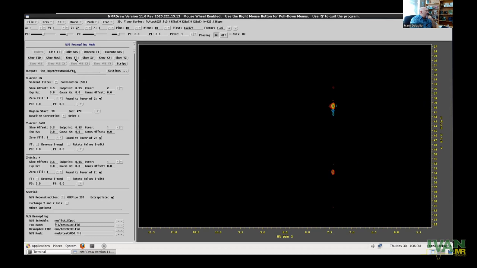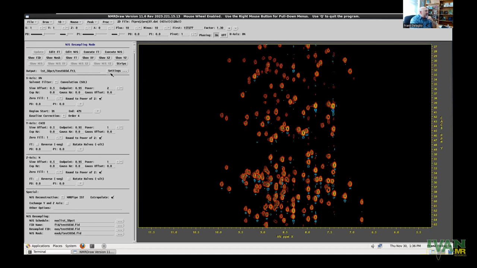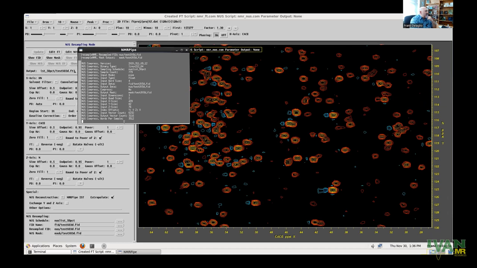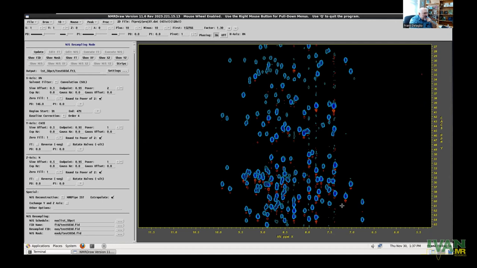So XY, we got this. XZ, we got this. YZ, we got this. So it looks like all we might need is a phase correction in the directly detected dimension. So let's try that. Okay. Oh, no. Actually, this looks like it might need a first order phase correction. And then in the XZ dimension, that seems to be okay.